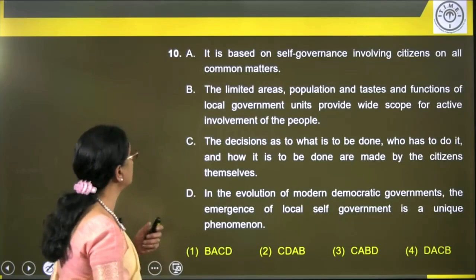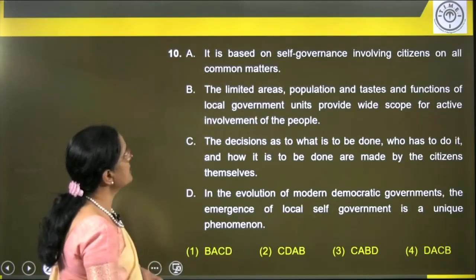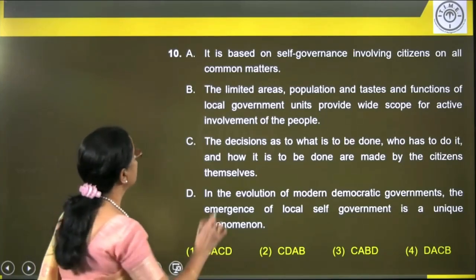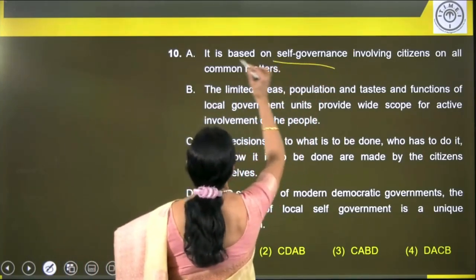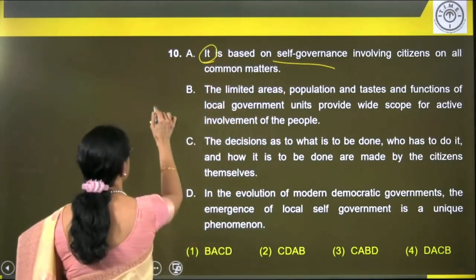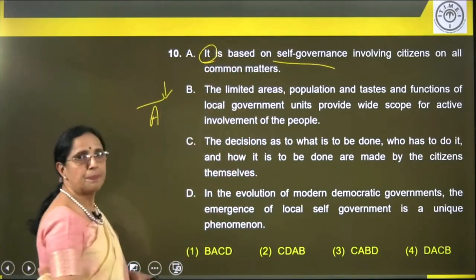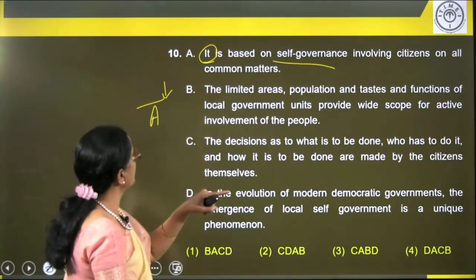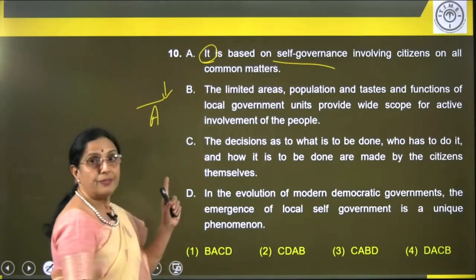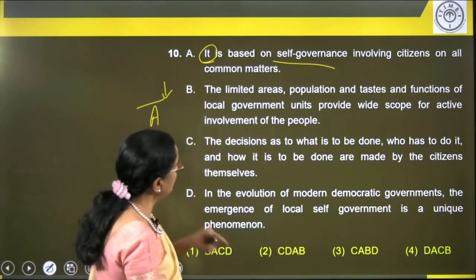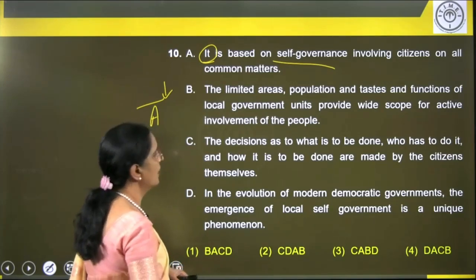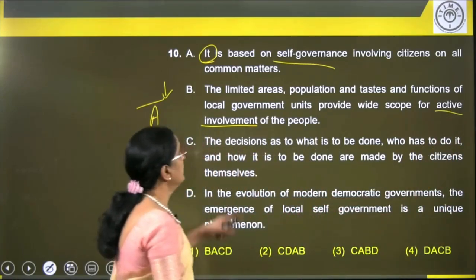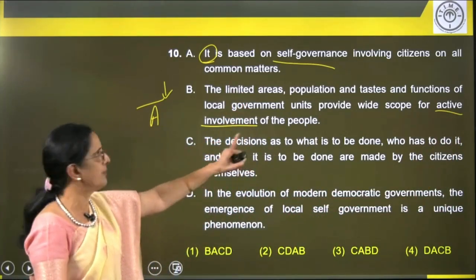Understood? Next one. It is based on self-governance involving citizens on all common matters. Alright. It is based on self-governance. What is based on self-governance? We have to check that. Okay. The limited areas, population and functions of local government units provide wide scope for active involvement of the people. Okay. So, active involvement of the people. Self-governance, active involvement of the people.